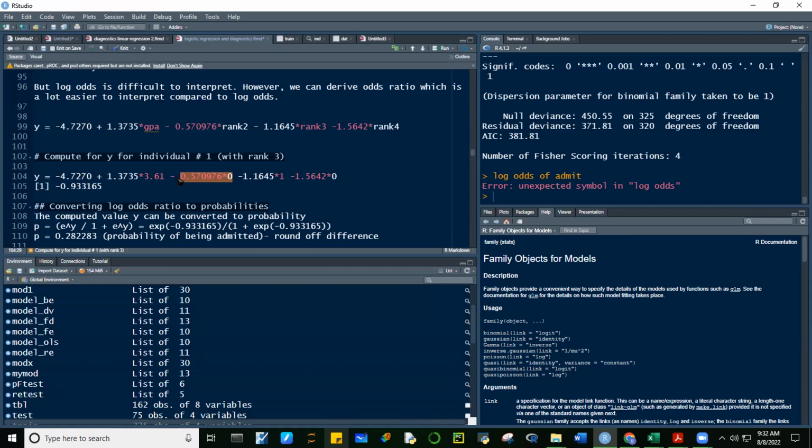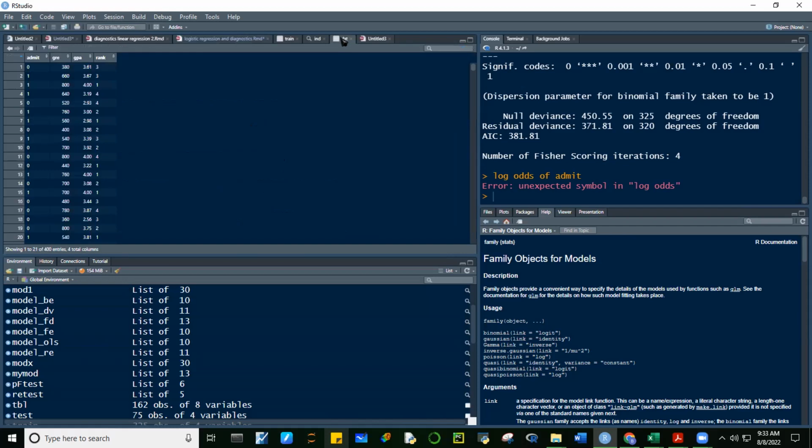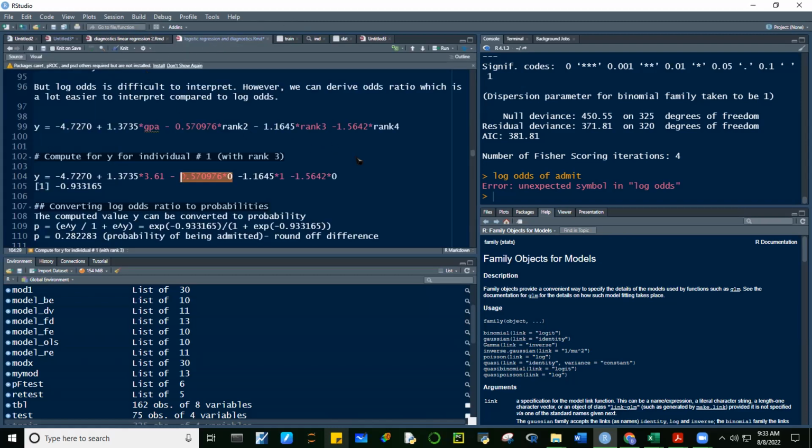I think, sir, because we're computing for rank 3, which is why rank 2 and rank 4 are marked 0. Yes, correct. Thank you, Samir. That's true. Kasi, class, di ba yung unang observation natin, we are computing for y, the log odds of the first observation. So sa model natin, we're going to substitute these values except for GRE kasi tinanggalan natin si GRE. GRE is no longer part of our model. So rank 3 yung first observation natin.